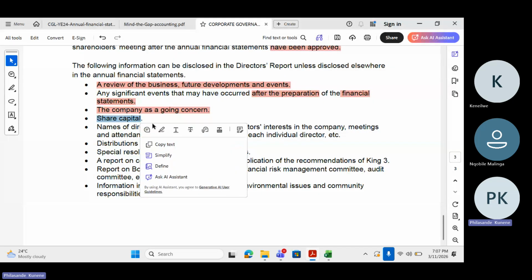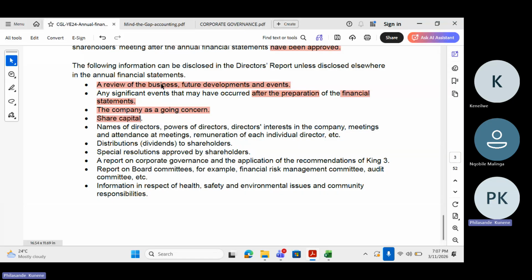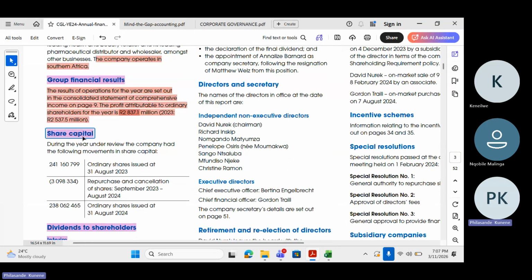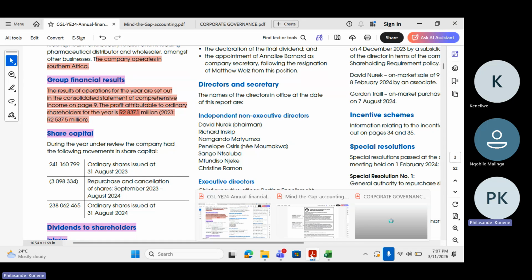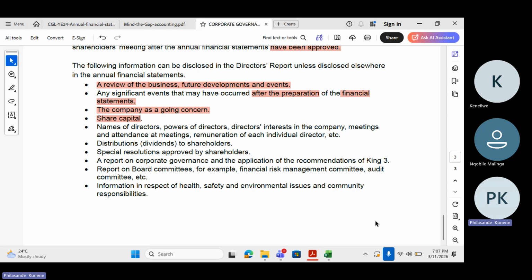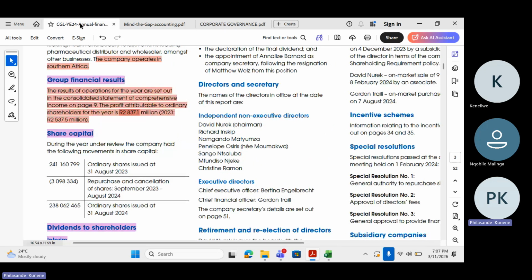Share capital, they must talk about share capital. I saw that one is here. There is share capital. Okay. You guys can see the things that I'm teaching you here. These things exist. It's not a theory that you will never see in future. These are the financial statements for the 2024 financial year. These are the latest financial statements. Recent AFS. You can see the share capital here.